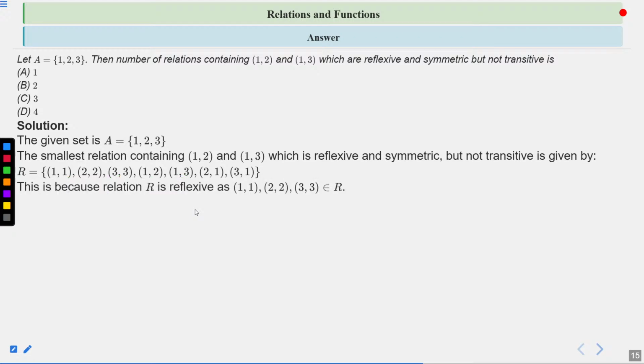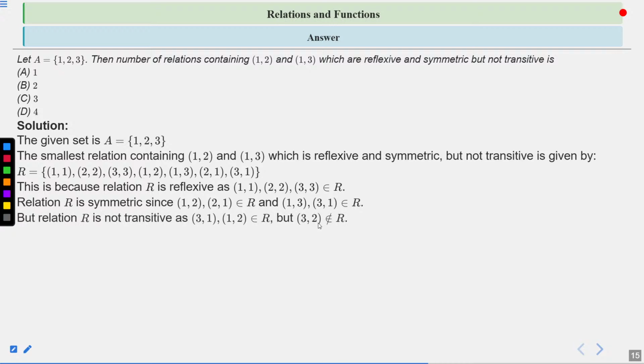This is because R is reflexive, since (1, 1), (2, 2) and (3, 3) belong to R. Relation R is symmetric since (1, 2) and (2, 1) both belong to R, and (1, 3) and (3, 1) belong to R. But relation R is not transitive as (3, 1) and (1, 2) belong to R, but (3, 2) does not belong to R.